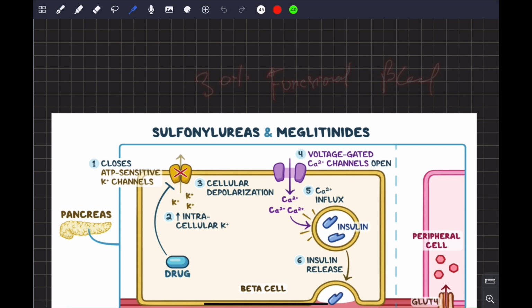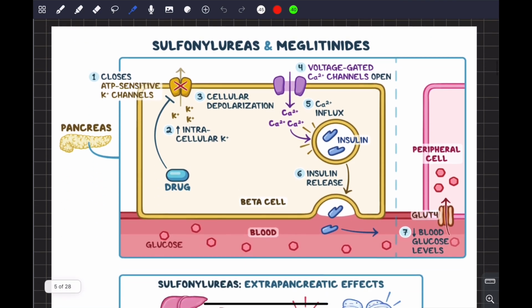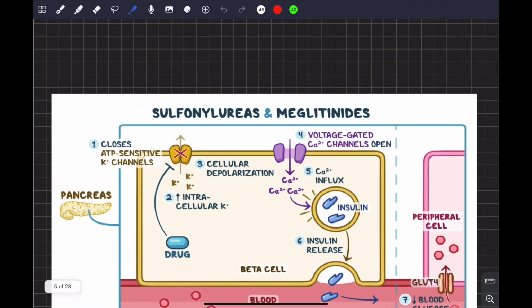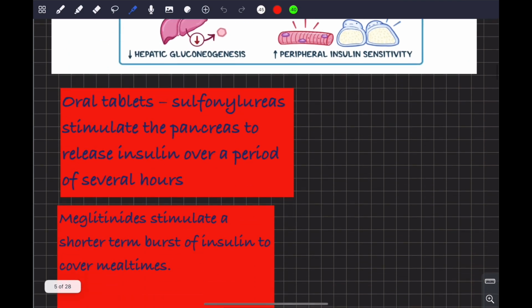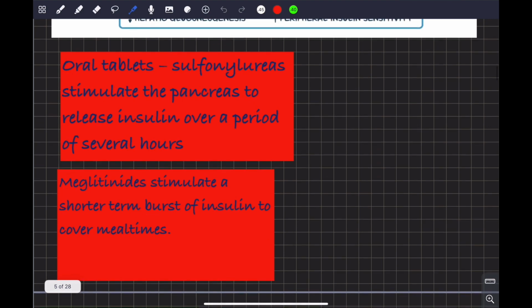Because as time goes on and the patient is very insulin resistant, there will be loss of beta cells through exhaustion, and sulfonylureas and meglitinides might not be a useful drug at that time. So sulfonylureas and meglitinides require 30% of functional beta cell mass, right? So this is the mechanism of action and the key difference.